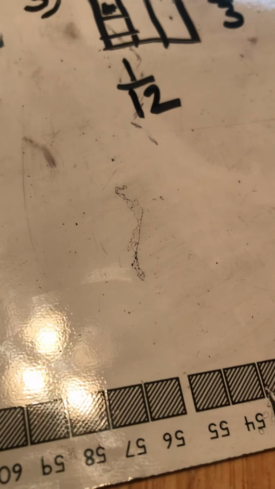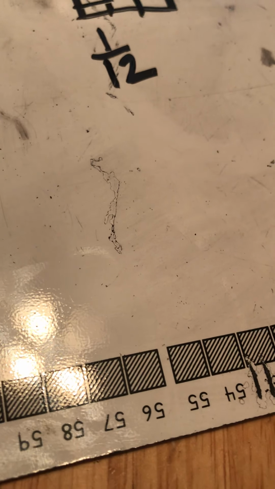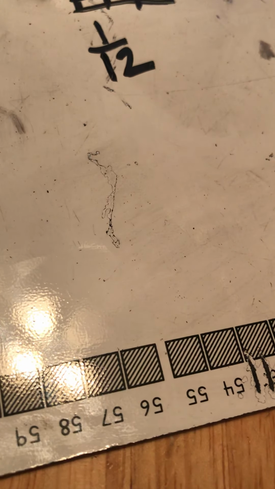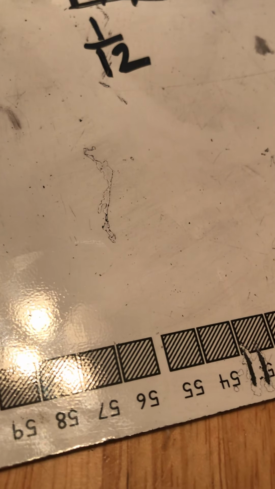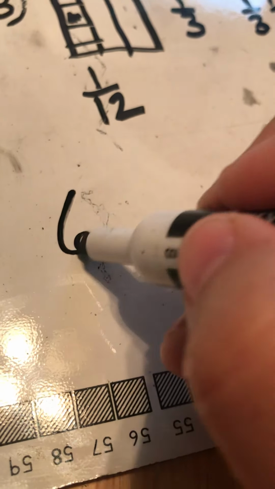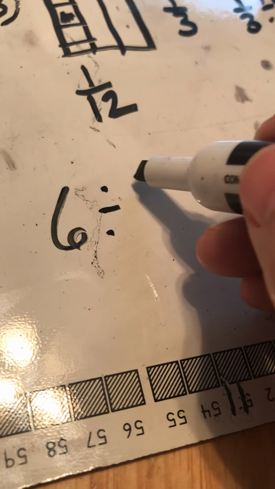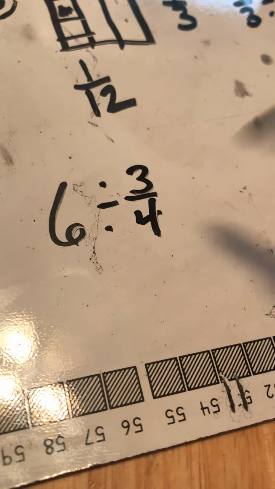Number 4. Barton has 6 yards of fabric, which he wants to use to make curtains. Each curtain will be 3/4 of a yard long. So he has the 6 yards of fabric, and he wants to break them up into groups of 3/4, right?